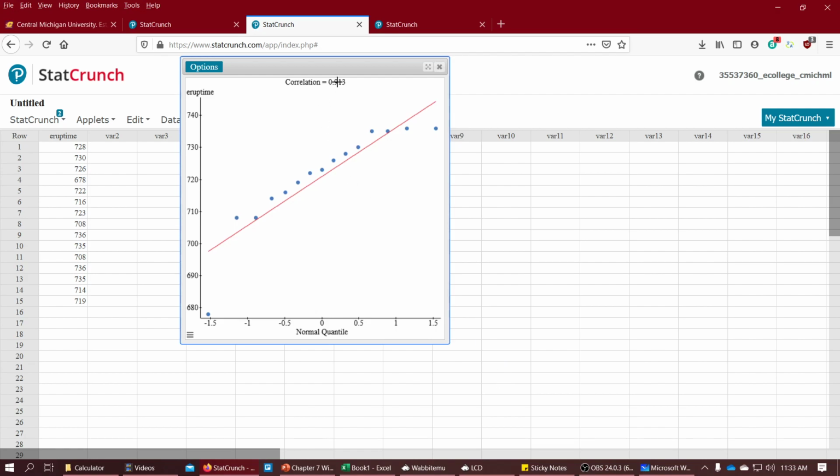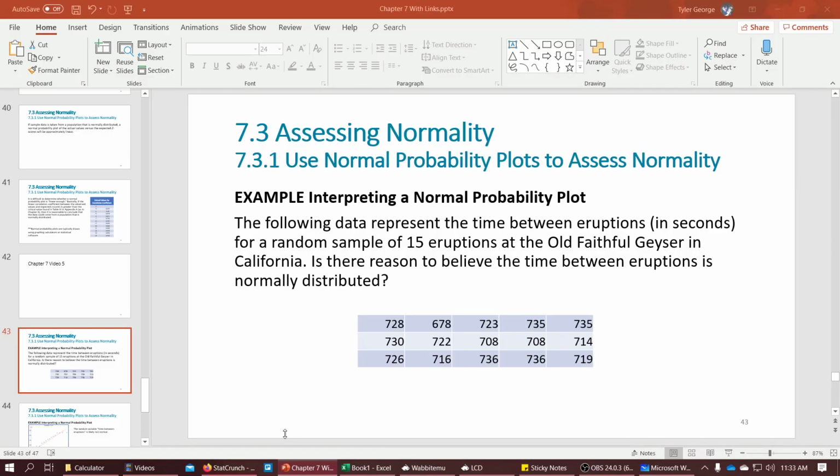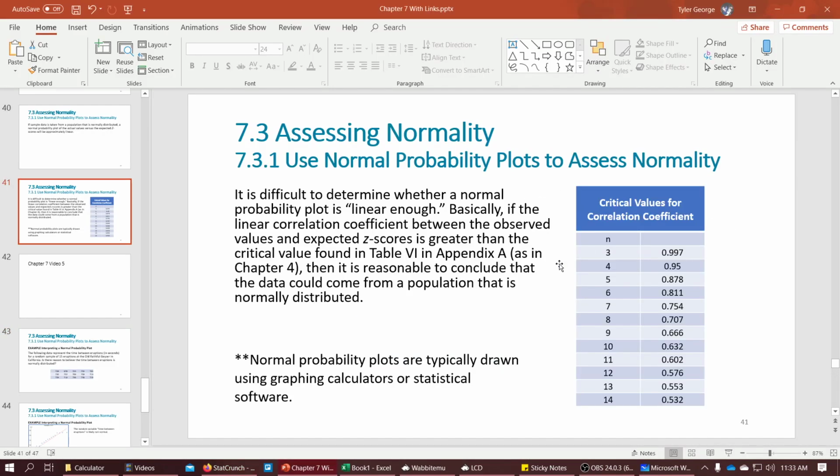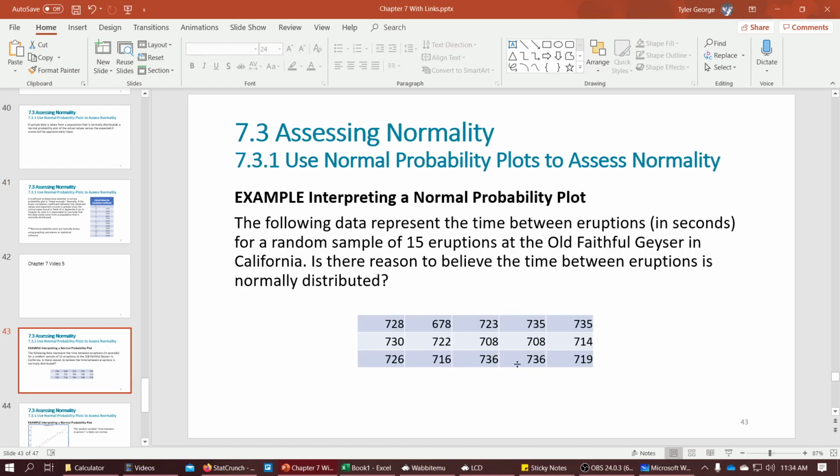So here we have an R value of 0.913. And we're going to go to the PowerPoint to that table, and we're going to find our N value. Our N value is 15. Okay, so here this table is actually only going up to 14.